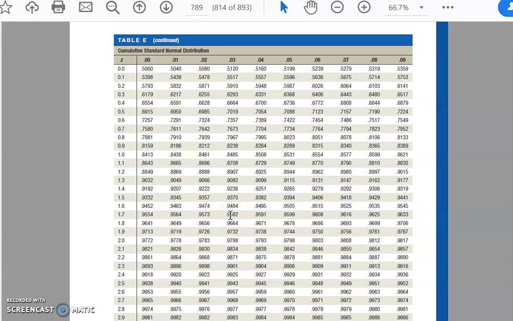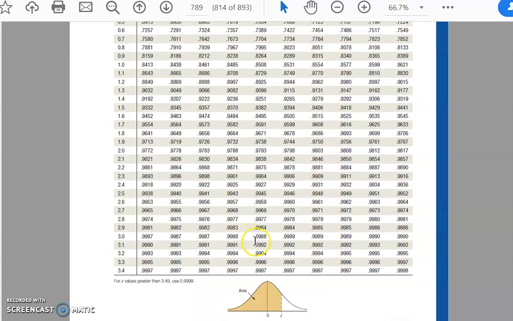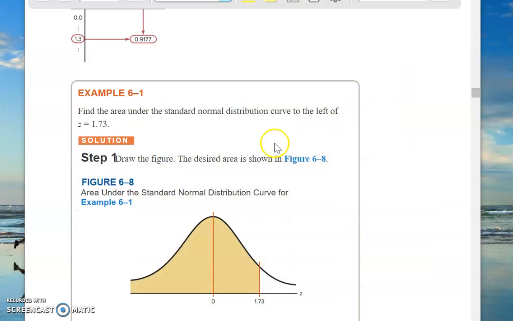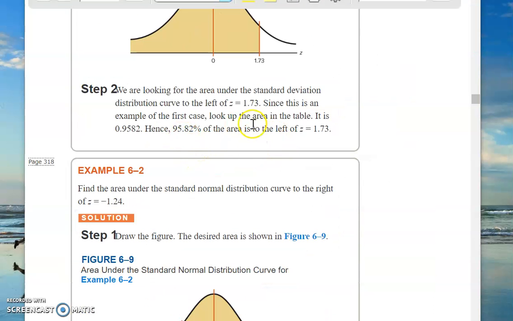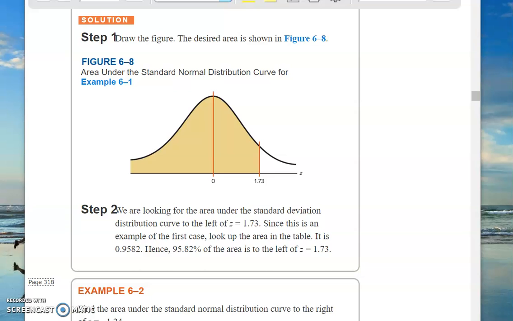So that's the way this table works. All of these numbers in the middle give us the area to the left of that particular z value. So 1.73 is right there, 0.9582. So what it's telling you is that 0.9582 of the area is to the left of that particular z value. This cartoon down here is just to remind us of what it is that we're looking at. Okay, so that's what he has right here. 0.9582, and that's exactly what we had before.